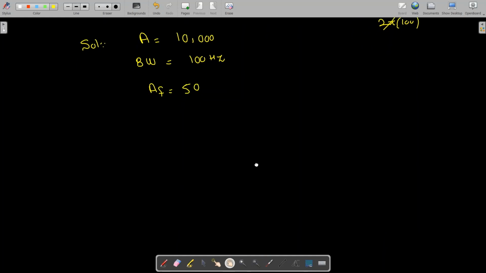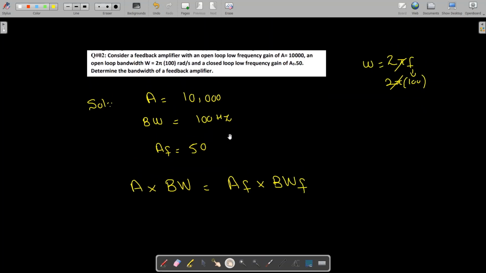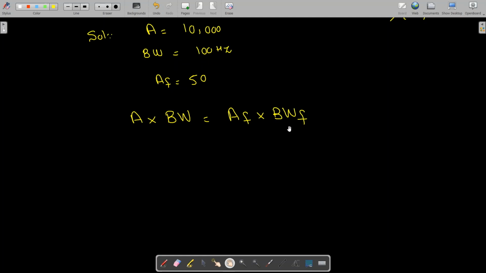Now we know that according to the gain bandwidth product, the product of gain and bandwidth without feedback is equal to the product of gain and bandwidth with feedback. So basically what do we need to find over here? What we need to find is the bandwidth with feedback. So we need to find this BWF. This is the bandwidth with feedback.